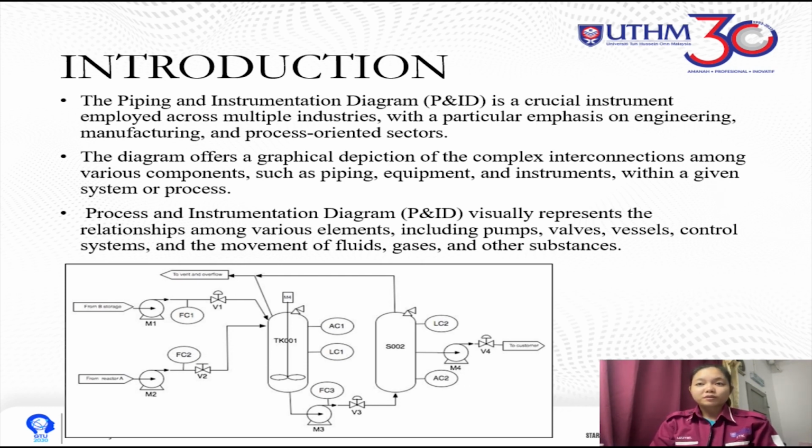The Piping and Instrumentation Diagram (P&ID) is a crucial instrument employed across multiple industries, with a particular emphasis on engineering, manufacturing, and process-oriented sectors. The diagram offers a graphical depiction of the complex interconnections among various components such as piping, equipment, and instrumentation within a given system or process. A P&ID usually represents the relationship among various elements, including pumps, valves, vessels, control systems, and the movement of fluids, gases, and other substances.